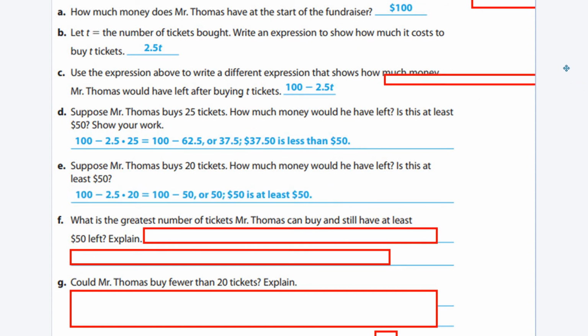Question E. Let's see what we got here. Again, if Mr. Thomas was to buy 20 tickets, you do the same thing with this expression. You plug it in for T, right? And then you do $2.50, or 2.5 times 20, which will give you 50. 100 minus $50 will give you $50. Okay, is this at least $50? Yes, it is. So I want you to think about that carefully. We'll come back to that in a sec.